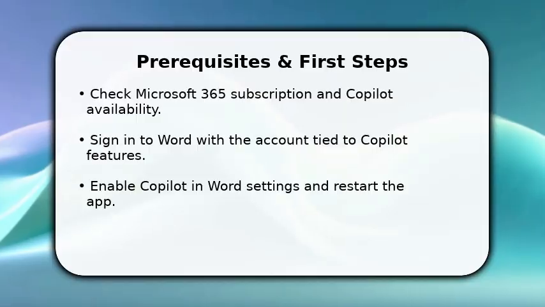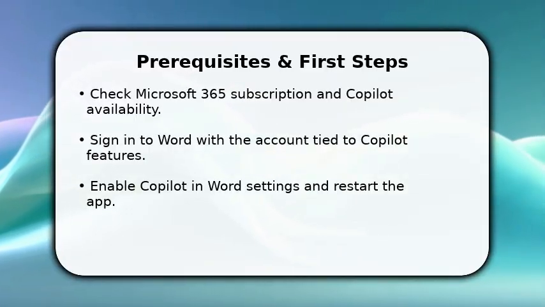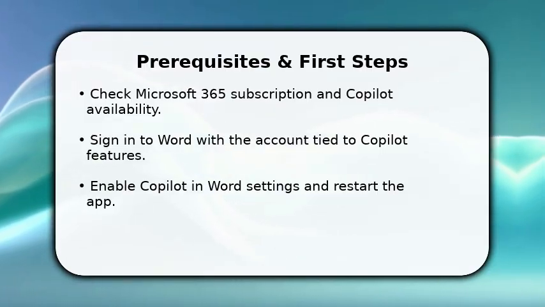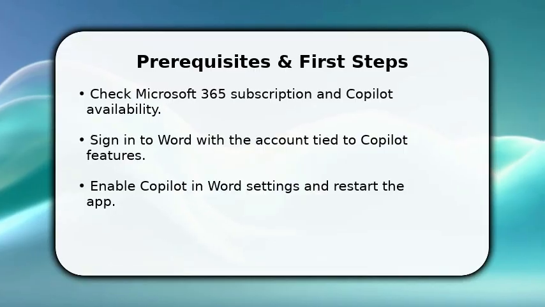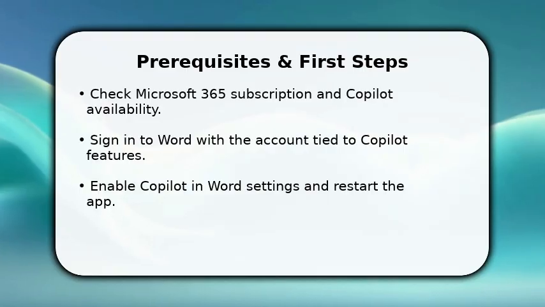You need an active Microsoft 365 account with Copilot enabled. Once confirmed, open Word and sign in. Navigate to Settings and turn on Copilot so the tool can access your documents. After enabling, restart Word to load extensions and permissions. Make sure to grant document access when prompted so Copilot can analyze content.